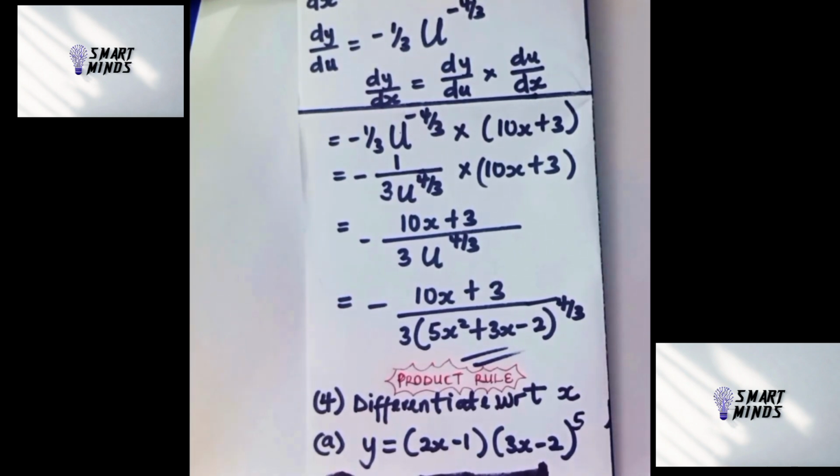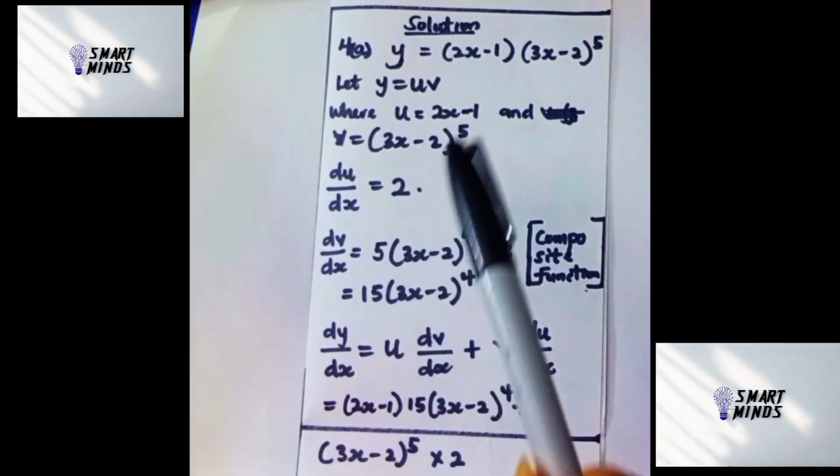Product rule: we have y as a function of u and v, and u and v are multiplying themselves. So here is the question we have, and we want to apply the product rule. We have y equals (2x minus 1)(3x minus 2) raised to power 5. Now let's look at how to solve this interesting question.